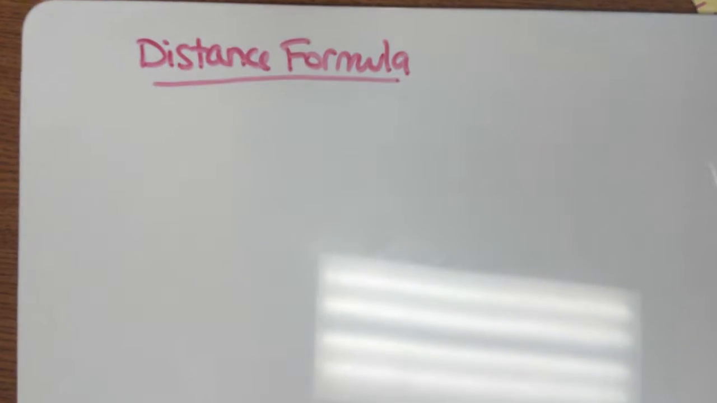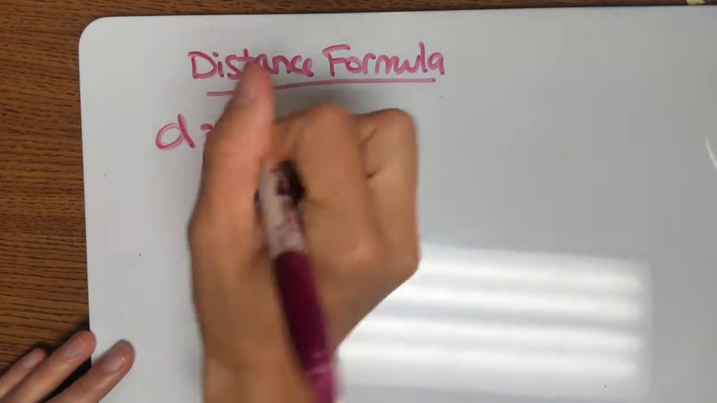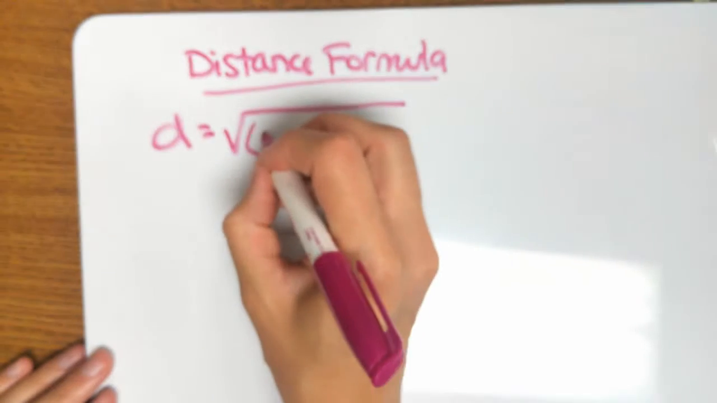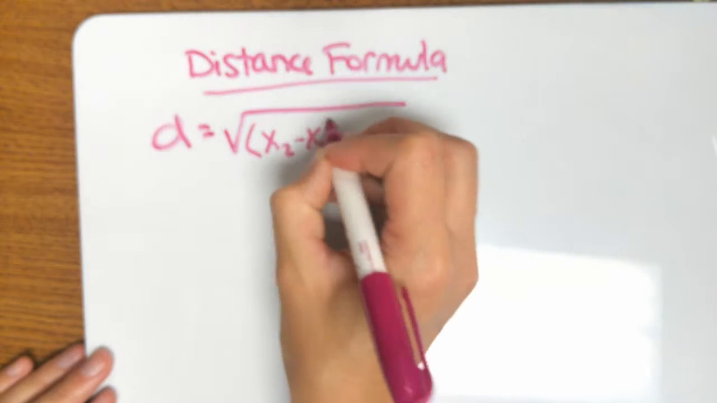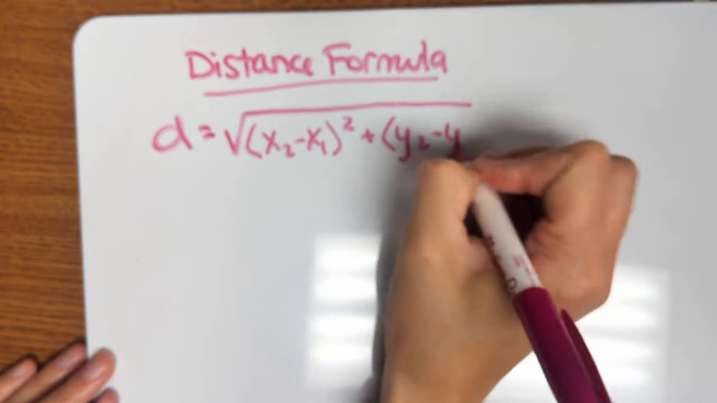Okay, so the distance formula, you can see it on your reference sheet. You basically have to be able to use it, and it is very straightforward. We know the distance d is going to be equal to the square root of everything below it. So these parentheses are extremely important: x2 minus x1 squared plus y2 minus y1 squared.